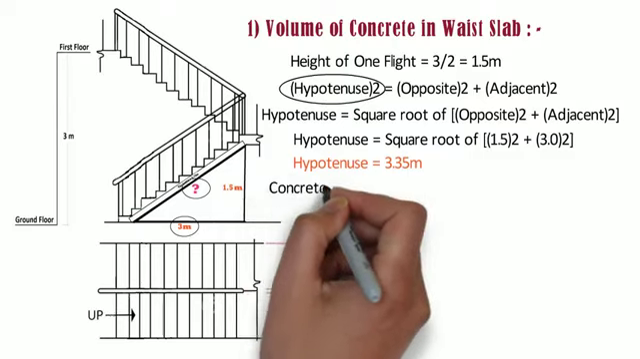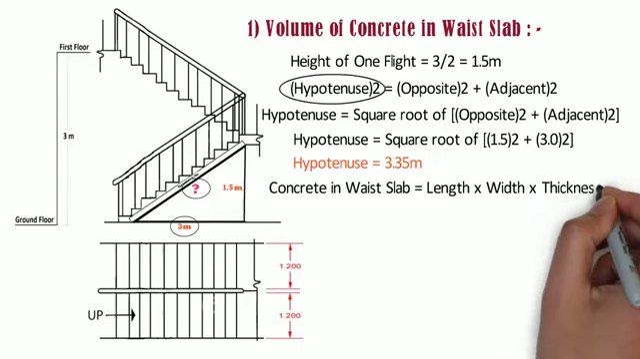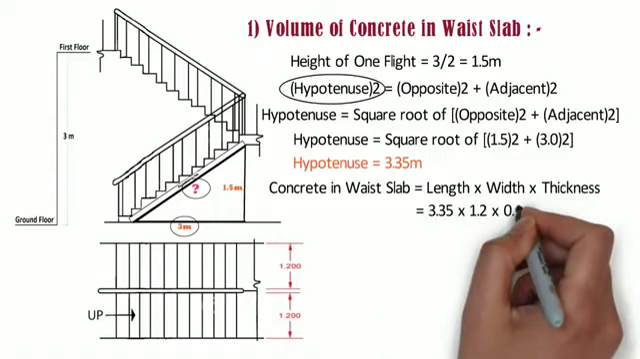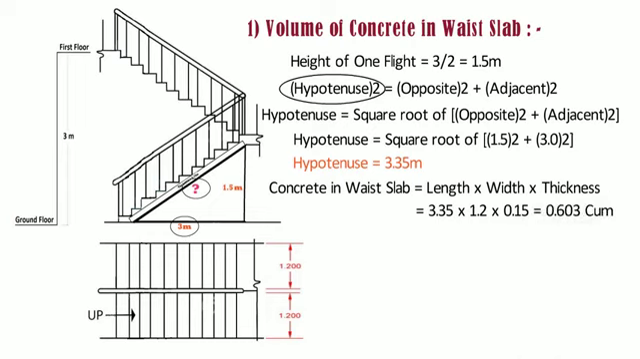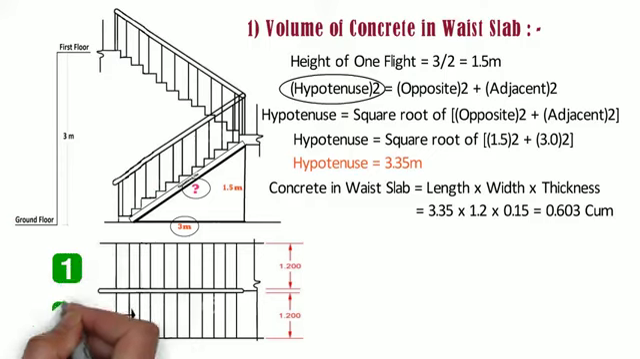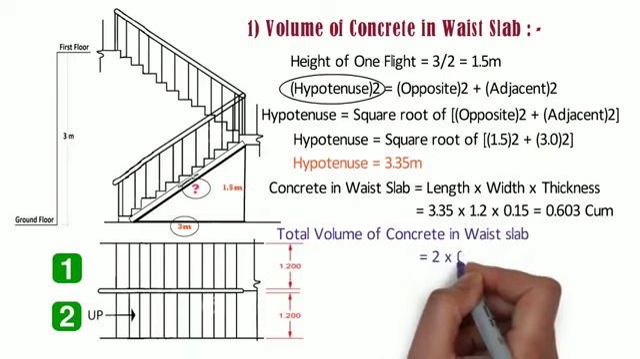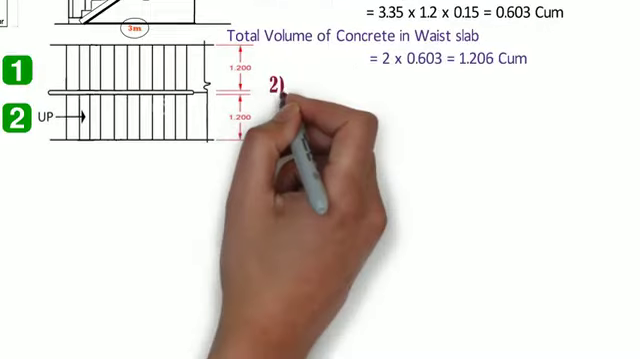So quantity of concrete in waist slab is equal to length into width into thickness is equal to 3.35 into 1.2 into 0.15 is equal to 0.603 cubic meter. You can see in this picture there are two number of waist slabs. Hence total volume of concrete in waist slab is equal to 2 into 0.603 is equal to 1.206 cubic meter.